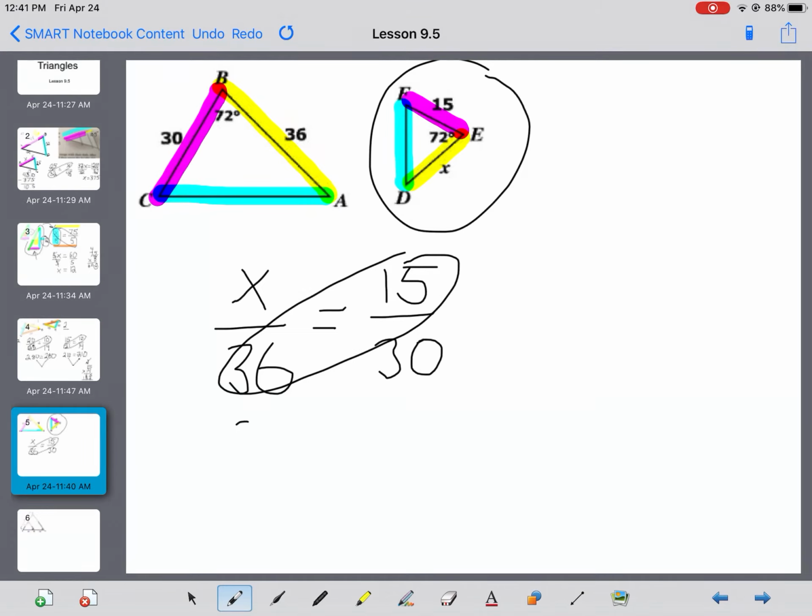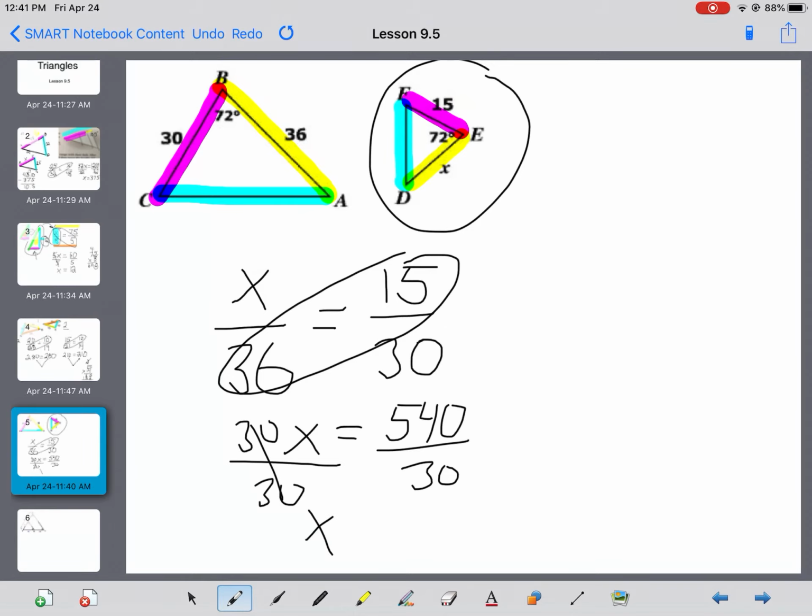Then I can do some cross products. So I get 30x equals 36 times 15. And 36 times 15 actually equals 540. I'm going to say what's happening to x. It's being multiplied by 30, so I do the opposite and I divide by 30. I get x all by itself, and I actually get that x equals 18.